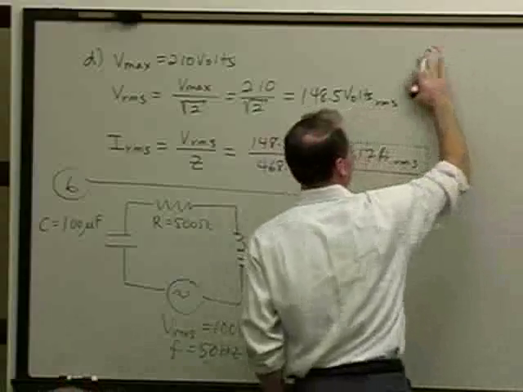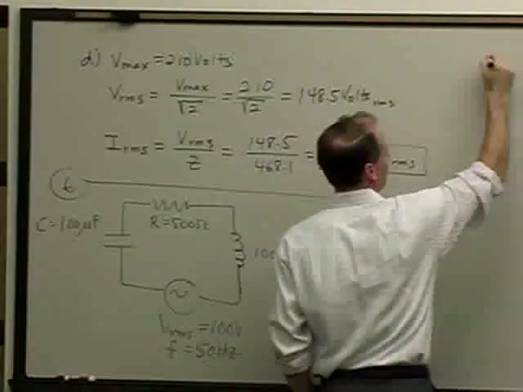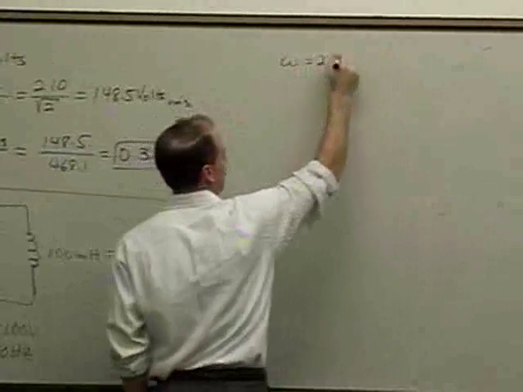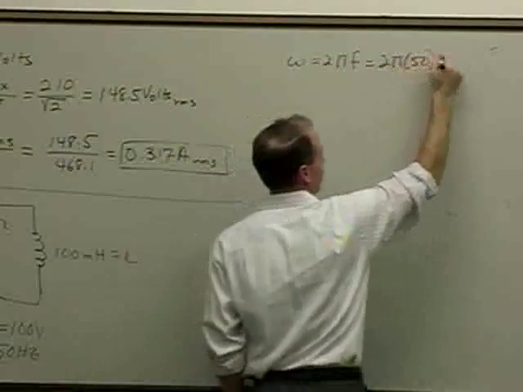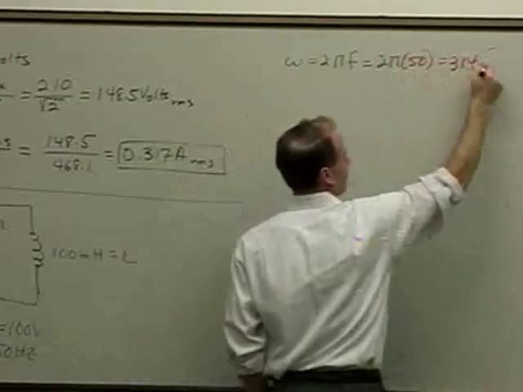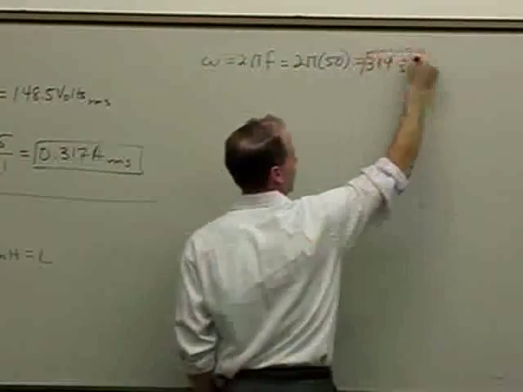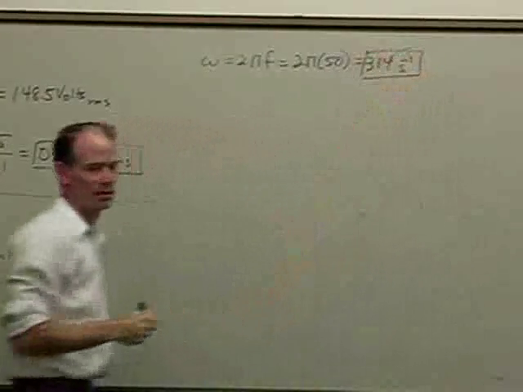So the first thing is find omega. Omega is 2 pi f. That's 2 pi times 50, or 314 per second. So we might be in Europe on this one.